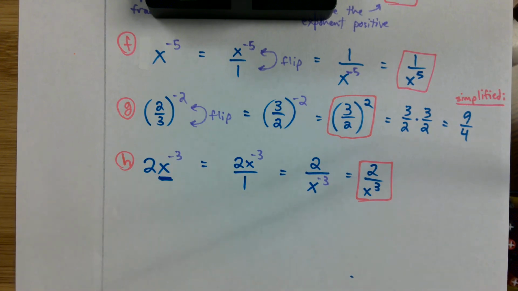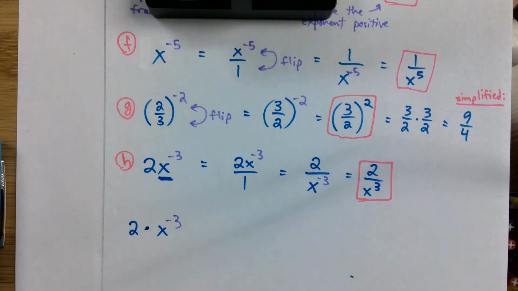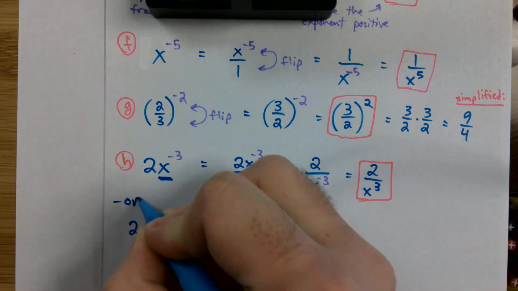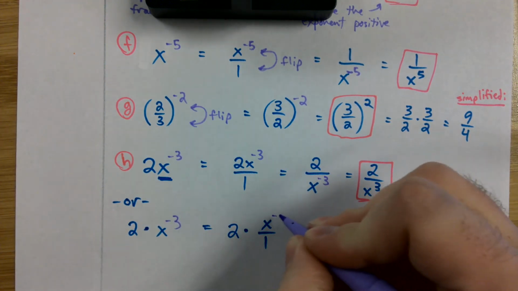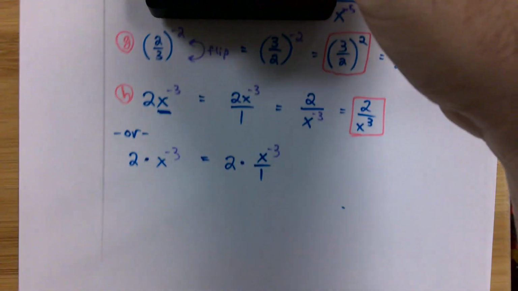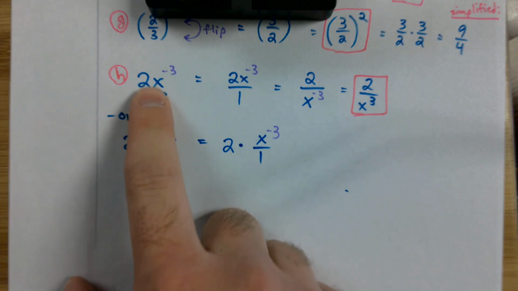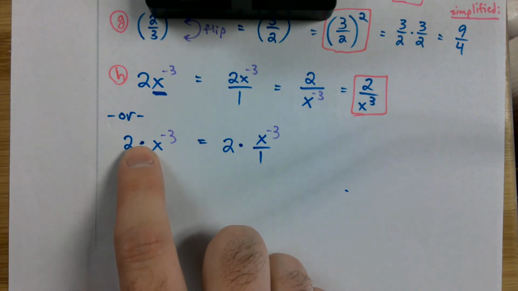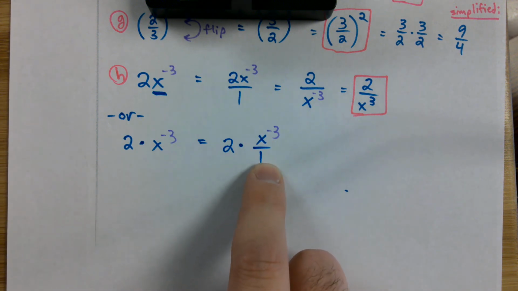Another way you could think about this is, let's just take the 2 away. Let's write it like this. This might be more beneficial for you. 2 times x to the negative third, like this. And then we again leave that 2 out in front. Write our x as a fraction. Can you see that? Okay. So the only difference between our original example H and this way is we split the 2 and the x and drew a multiplication in the middle. Didn't change anything, just split them apart. We turned x into a fraction over 1.